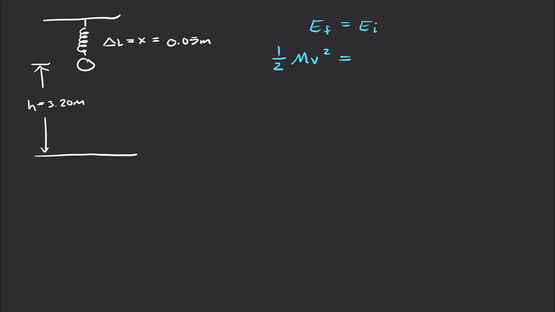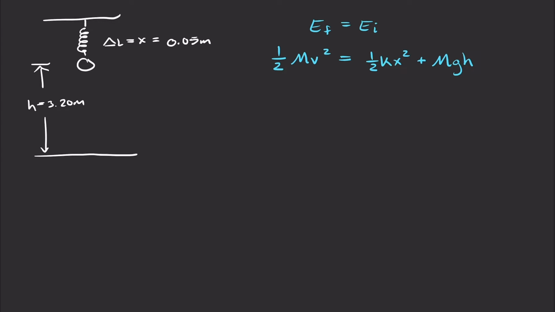And then that's going to equal its initial energy. Well, initially it's not moving. It's attached to the spring and it's being compressed. So it has elastic potential energy from the spring plus some gravitational potential energy from it being above some y equals 0.